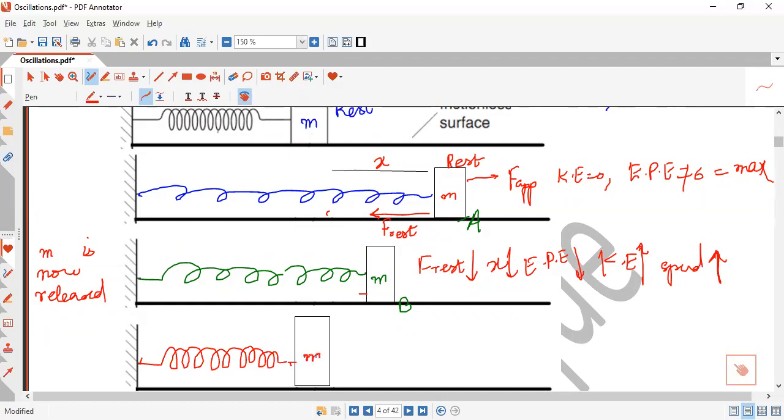Okay, now what about the restoring force right now? Zero. Restoring force will be zero because extension will be zero. So elastic potential energy will be zero, so velocity will be maximum. Hence the kinetic energy will be maximum. So all the elastic potential energy is converted into kinetic energy, right? Will the object keep on moving or will it stop here? Keep on moving. Keep on moving towards the left, right?